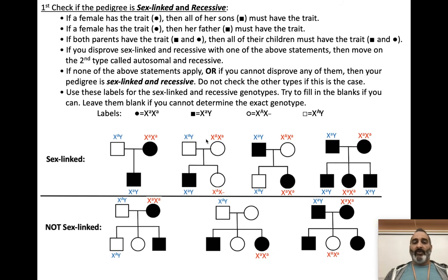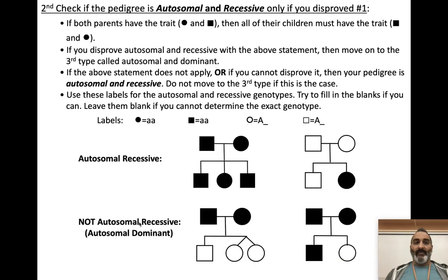All right. So let's pretend these were the pedigrees we were doing, and we proved that they were not sex-linked. Once you've proved it's not sex-linked, you move on to number 2, not number 3, number 2. You do number 2 next. And number 2 is going to look like this. Number 2 is autosomal and recessive, not sex-linked and recessive. If you notice, I have no X's and Y's here. They're just capital A's and lowercase a's.